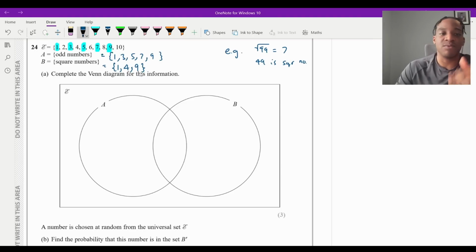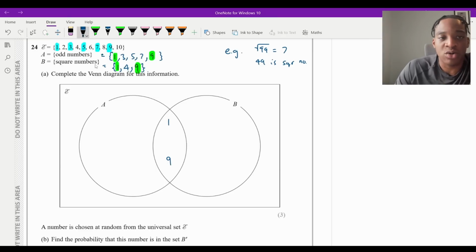Now, I've listed A and I've listed B. Now we can fill in the Venn diagram. What I always do is start with the overlap, the intersection. So what numbers do they have in common? I can see a 1 here and a 1 here. And the only other numbers I can see are a 9 and a 9. So therefore, I know that I'm going to put a 1 here and a 9 here.